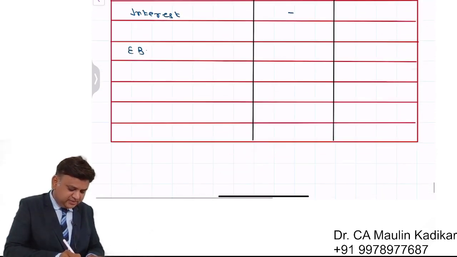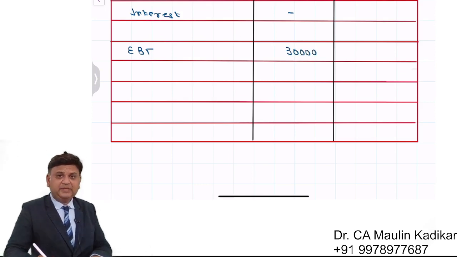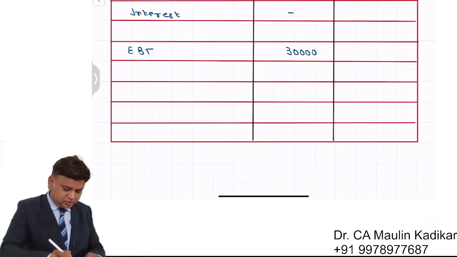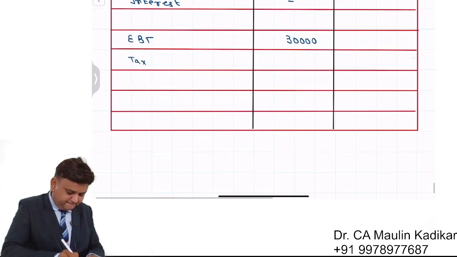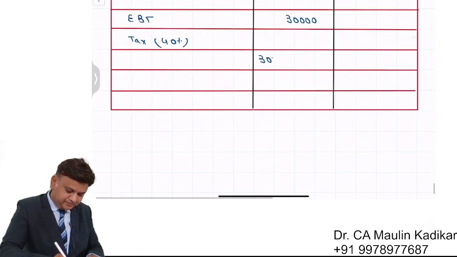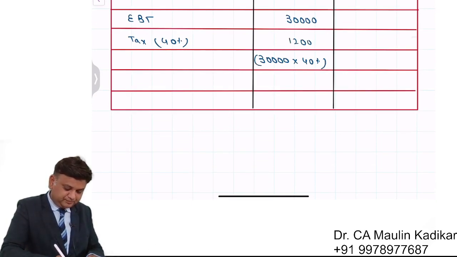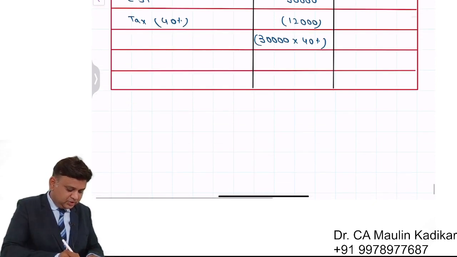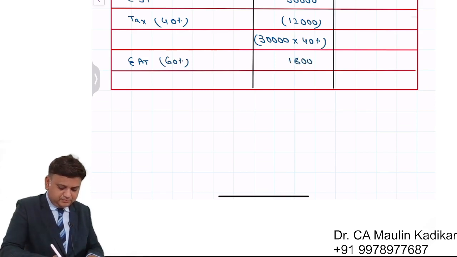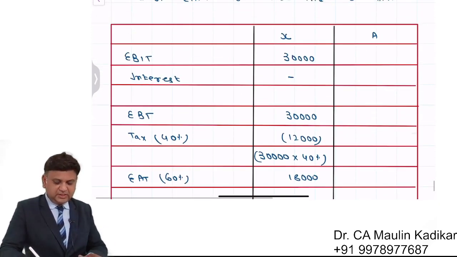EBIT minus interest is EBT. That is 30,000. Income tax rate is 40%. So tax at the rate of 40%: 30,000 into 40% comes to rupees 12,000. Earning after taxes is the remaining 60%. That comes to 18,000. This is in case of Mr. X.